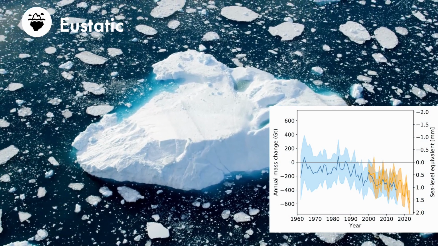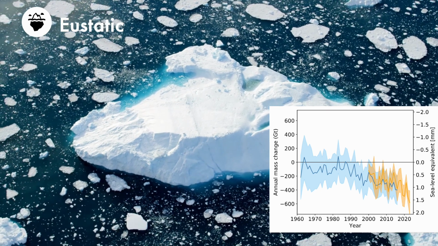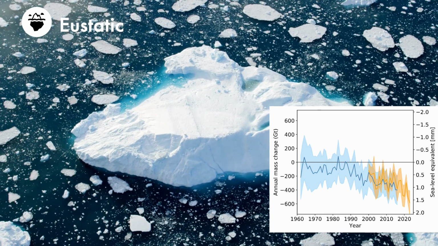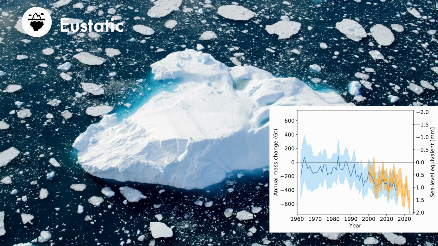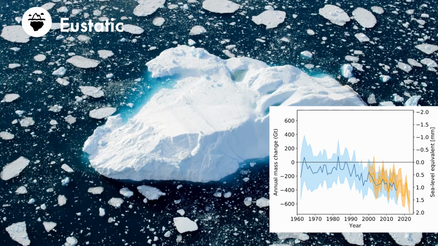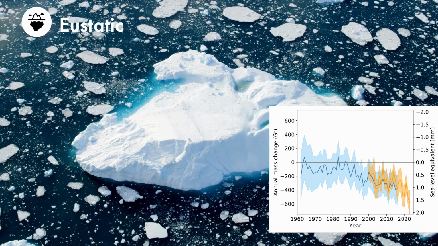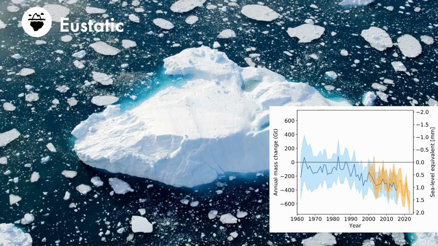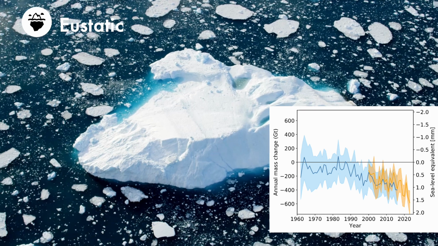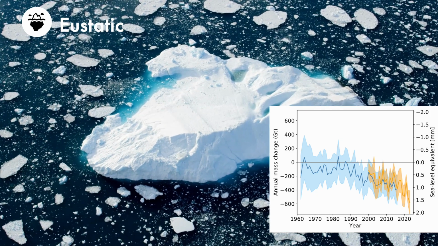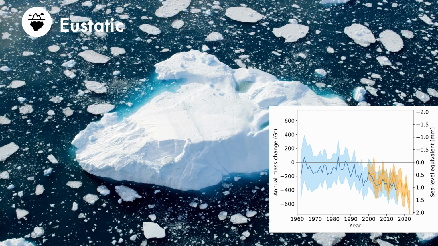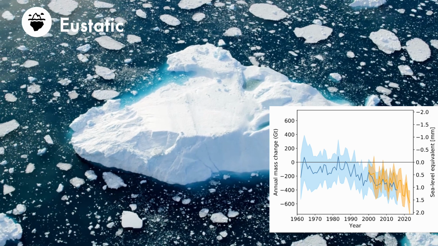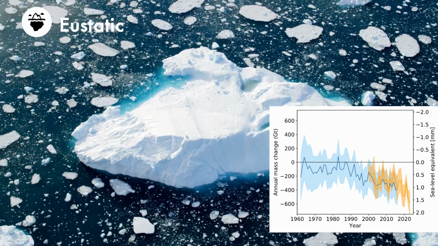First up, eustatic changes. These refer to changes in the total volume of water in the oceans, largely driven by the melting of ice sheets and glaciers. When glaciers melt, that water ends up in the ocean. For example, Greenland alone loses about 0.5 millimeters of ice each year due to global warming. Now that might sound small, but when you spread it across all the world's oceans, it has a significant impact over time.